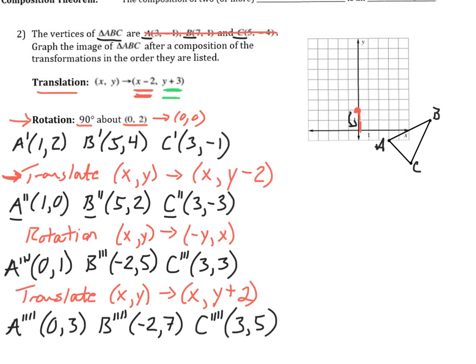So now I have the coordinates for my final image after the translation and the rotation. The last thing I'm going to do is just graph that image. So now I have A quad prime, B quad prime, and C quad prime on my graph. Remember what we did was we translated first 2 units to the left, 3 units up, and after that I rotated 90 degrees counterclockwise around that point 0, 2.